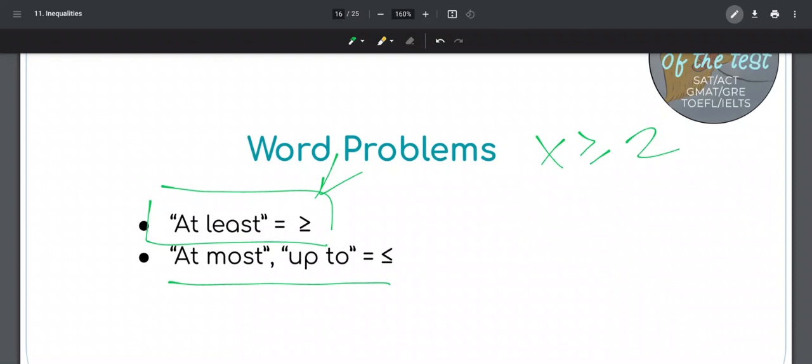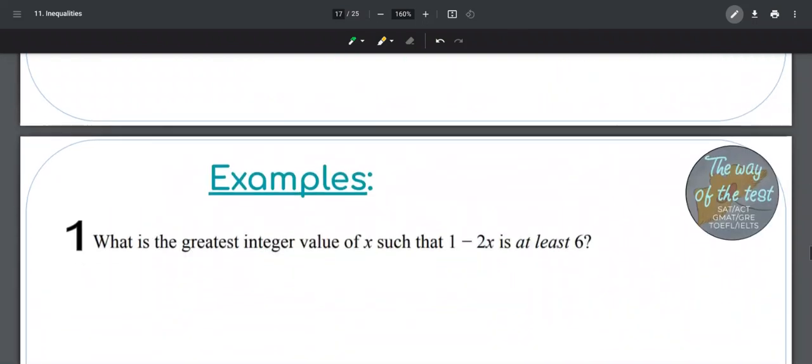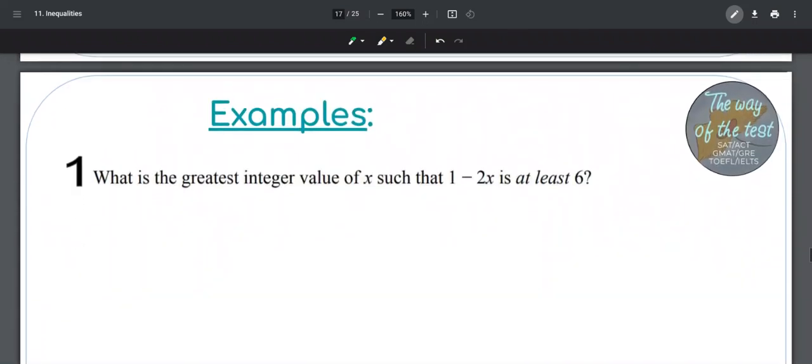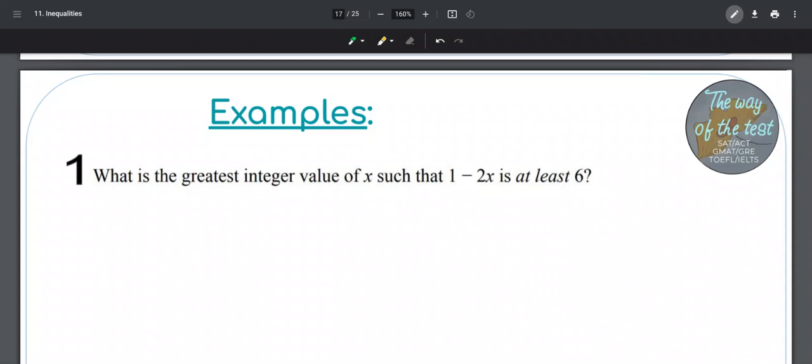When they say at most or up to, if they say x is at most 2, it means that 2 is the top value, the maximum value, and then any value below that. Pause the video, copy everything, and we're going to see some examples. So I want to pause the video right here, solve this question over here, write down the answer, and we're going to check.